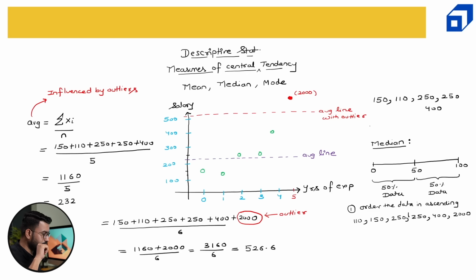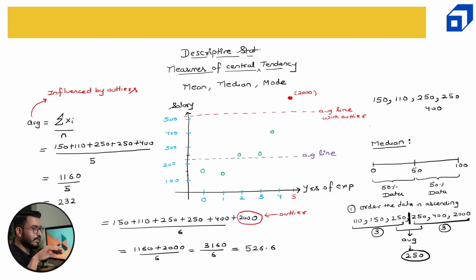Here the middle value is basically this, because below this point I'm having 3 data points, which is 50% of my data. Above this point I'm having 3 data points, which is 50%. But how to find out this middle value? If my data has an odd number of data points, I'll directly get the middle value. But if you have an even number, it is simply the average of these two values. So 250 plus 250 divided by 2, you will again get 250. And this is my median.